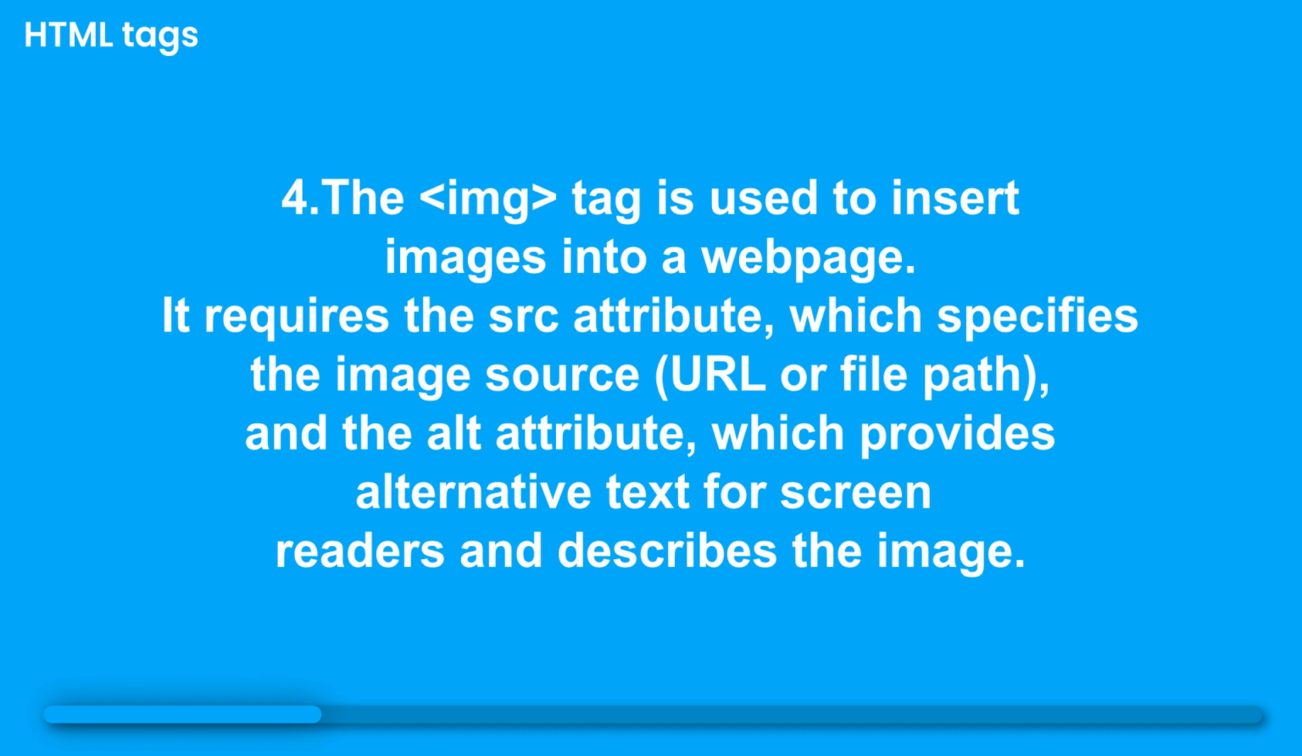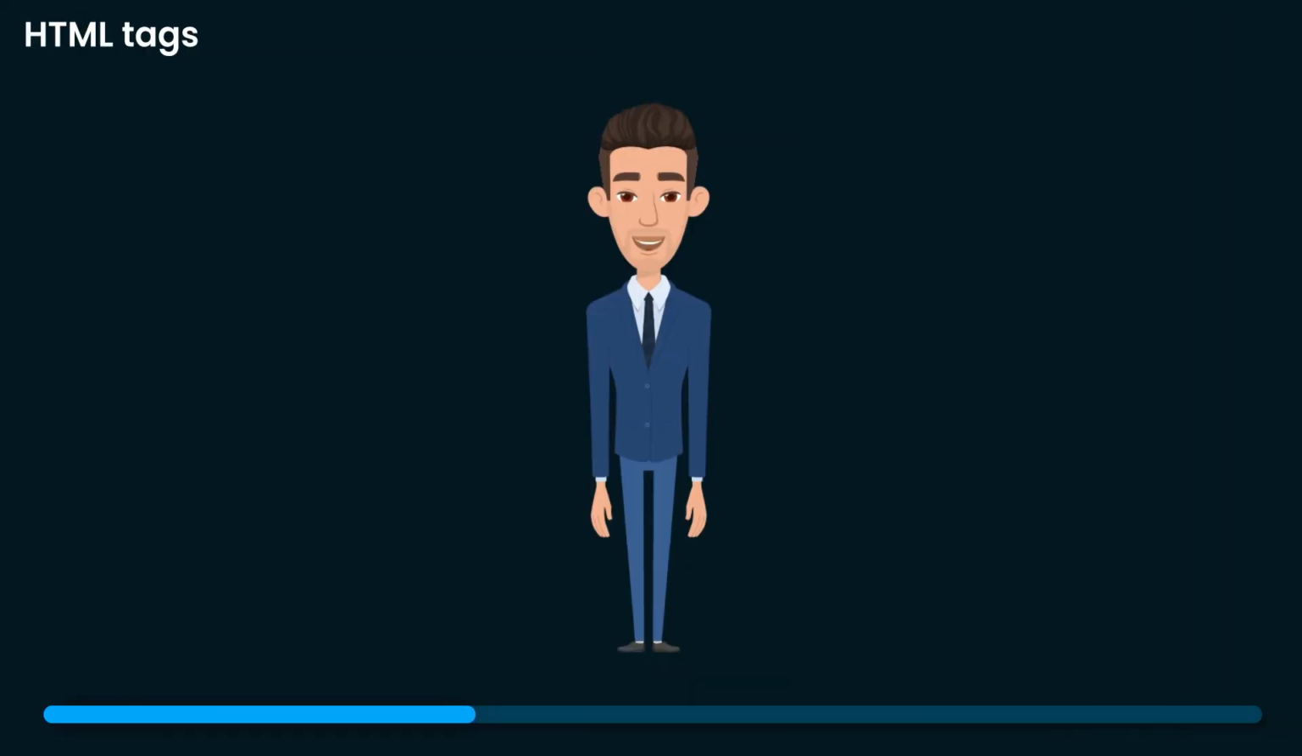4. The IMG tag is used to insert images into a web page. It requires the src attribute, which specifies the image source, and the alt attribute, which provides alternative text for screen readers and describes the image. Now, let's see how these tags are used to create headings, paragraphs, links, and insert images.